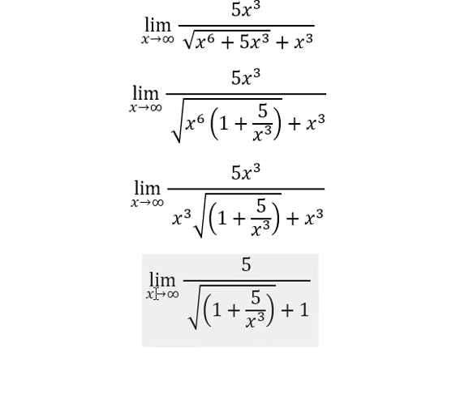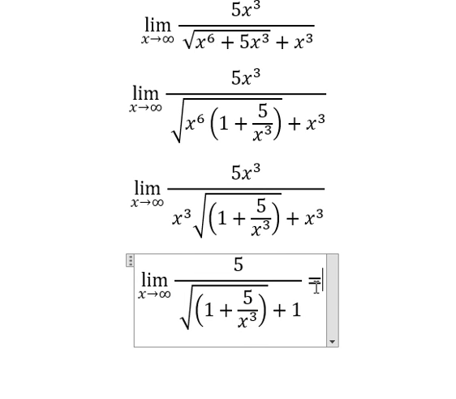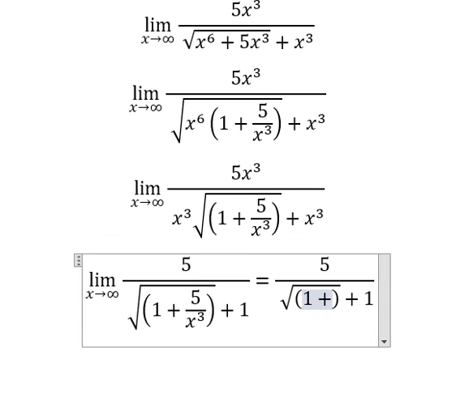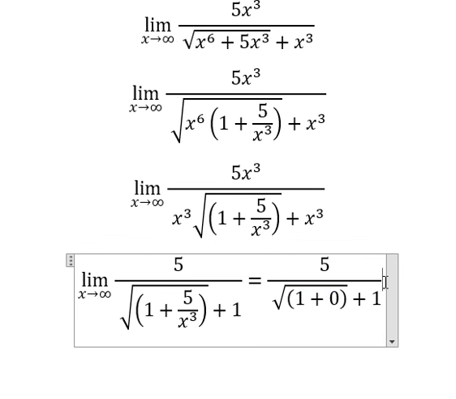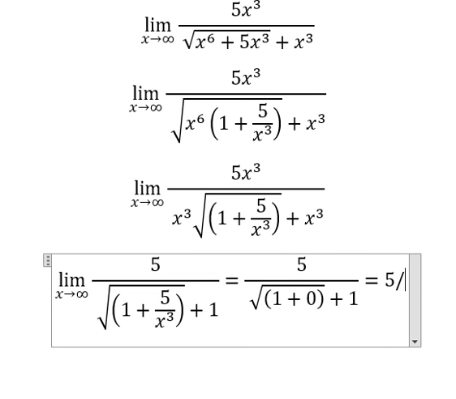So when s approaches positive infinity, number 5 divided by positive infinity, you get number 0. And now we have like this. And this one we have 5 over number 2.